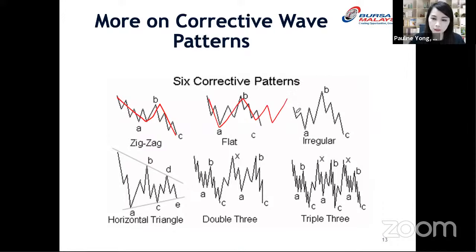And irregular is something that goes like this, and then this B will be above this, and then C will be beyond the A. So it's irregular. And this is my favorite, and that's why some of you say that for the Bursa Malaysia stocks, we always run into a triangle. And I have to say yes.